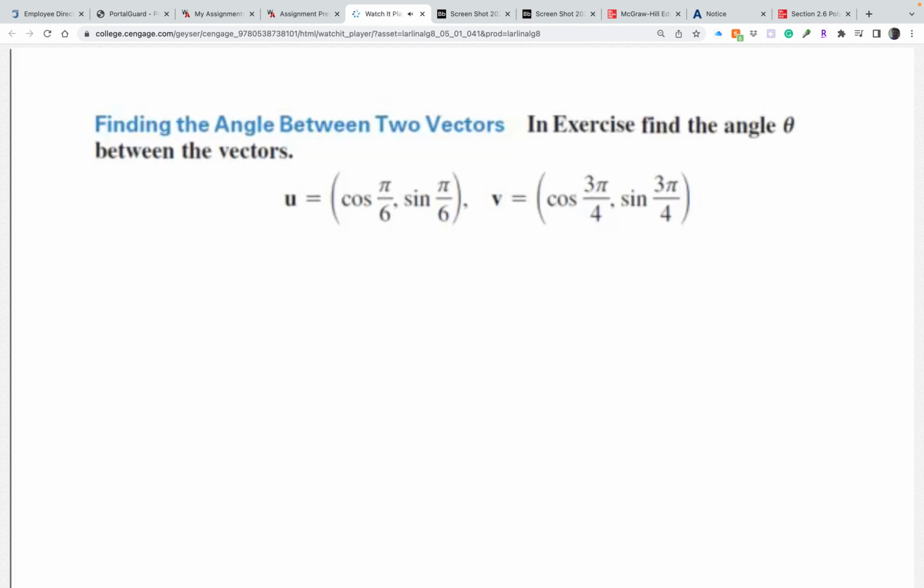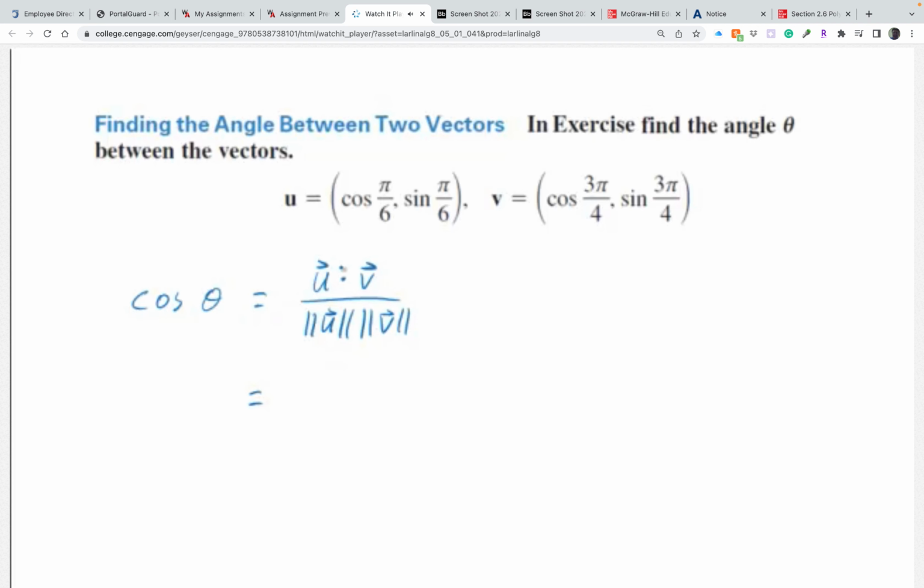Finding the angle between two vectors. In the exercise, find the angle theta between the vectors. Vector u is cosine of pi over 6, sine of pi over 6, and vector v is cosine of 3 pi over 4, sine of 3 pi over 4. To find the angle theta, we can use the equation that the cosine of theta is equal to vector u dotted with vector v divided by the magnitude of u times the magnitude of v.